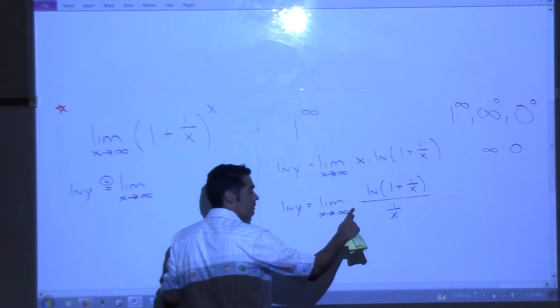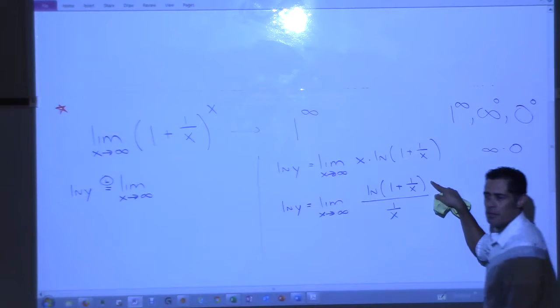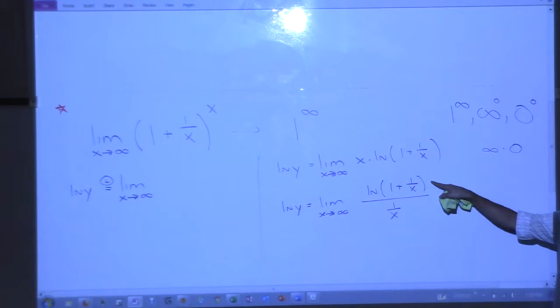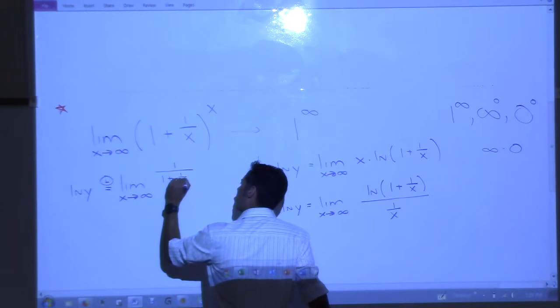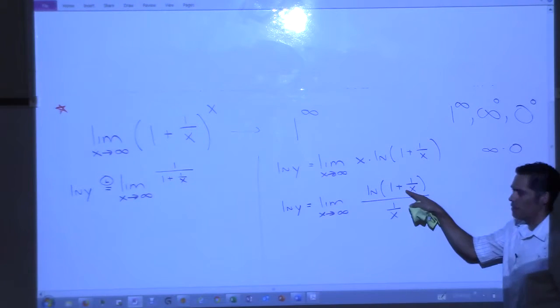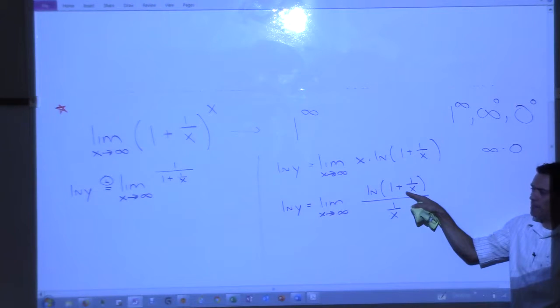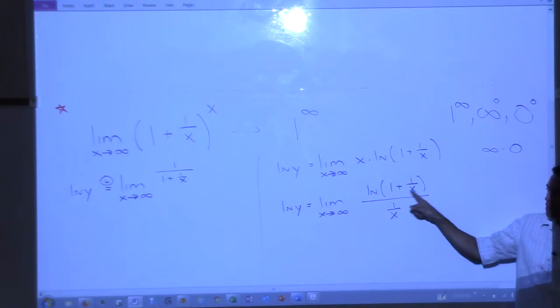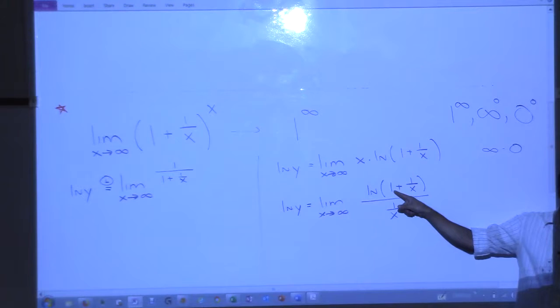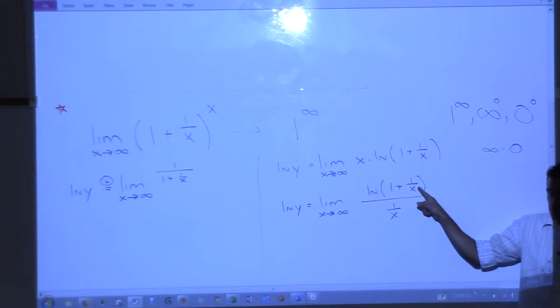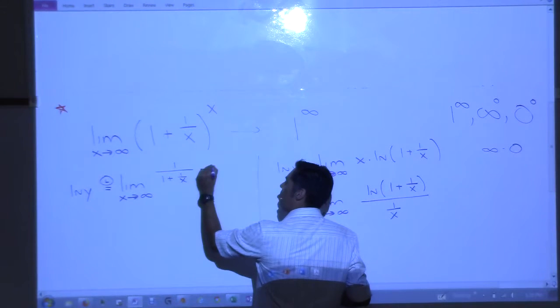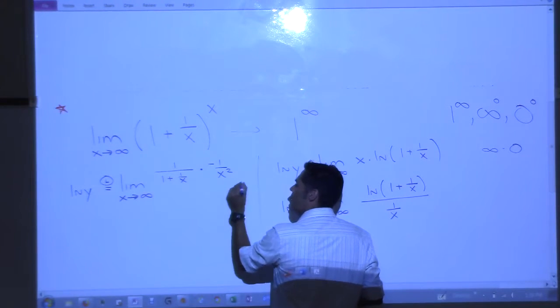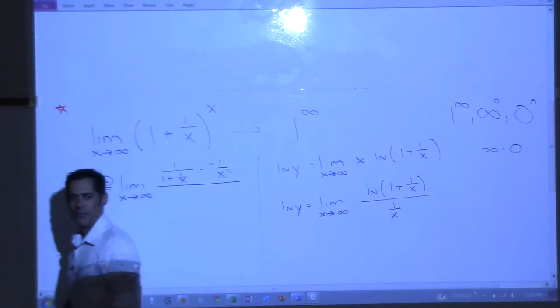Okay, so be careful here. The derivative of the top requires chain rule, right? Derivative of natural log of something is 1 over it. So I'm going to put 1 over 1 plus 1 over x. That's the derivative of the natural log of this, but then still what do I need to tack on to the end of that? Times the derivative of what's in here, right? So derivative of 1 is 0. Derivative of 1 over x is negative 1 over x squared. So tacked on to the side of this, I have negative 1 over x squared.